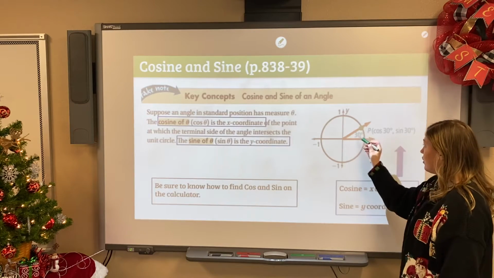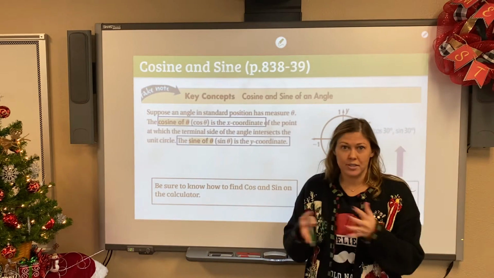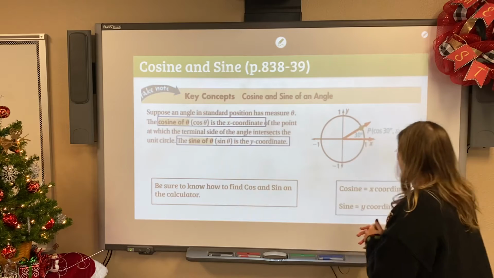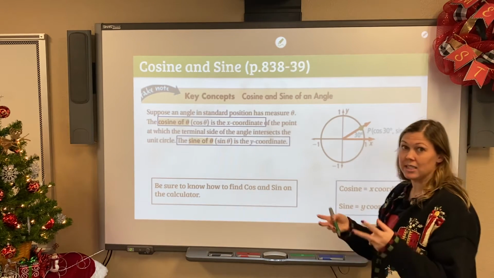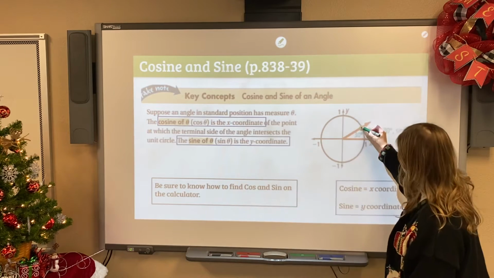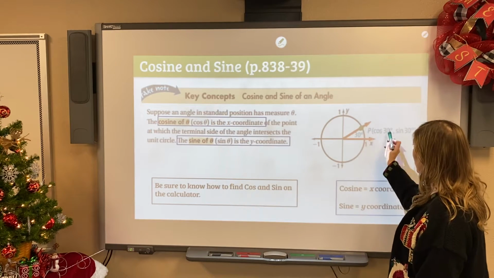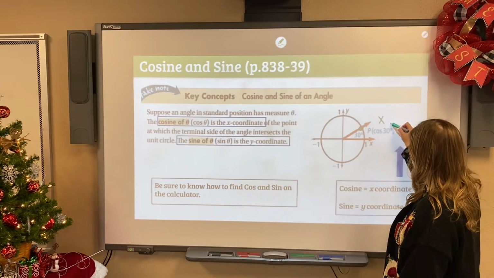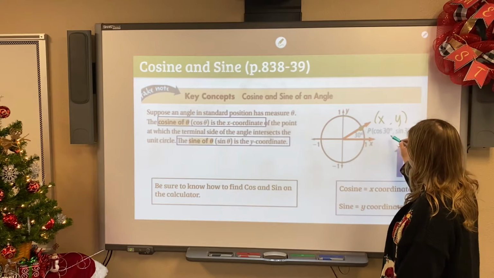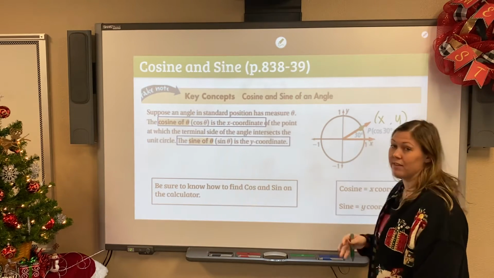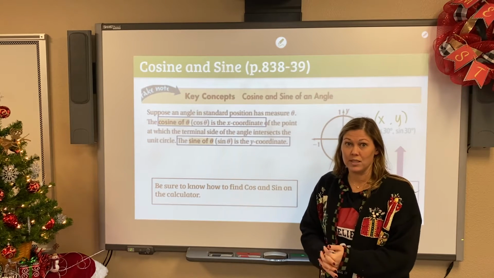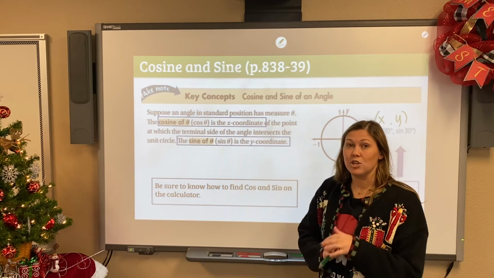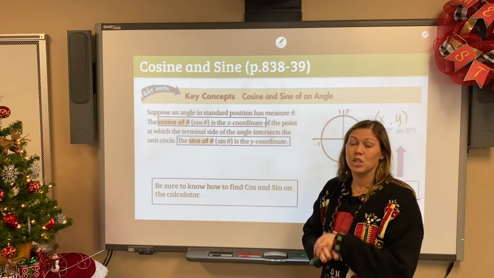If you notice 30 degrees, that is a 30, 60, 90 triangle. You would use that to figure out the exact X and Y values. To figure out what your X is and what your Y is, your coordinate points: in this case theta is 30 degrees, so your cosine of 30 degrees is your X value, and your sine of 30 degrees is your Y value.